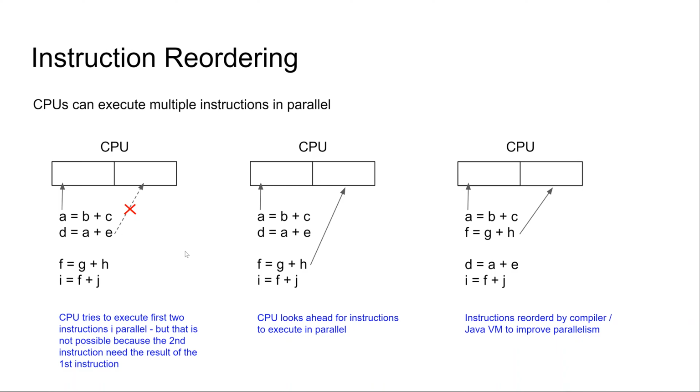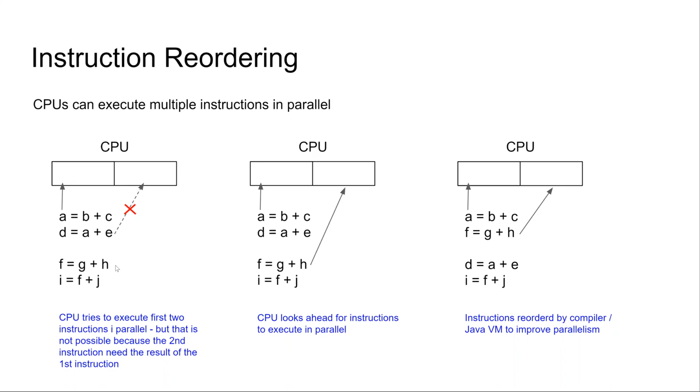CPUs can execute multiple instructions in parallel, provided that these instructions are independent of each other. And if you look at the example here on the left, I have shown you an example where the instructions are not independent from each other. You can see the second instruction uses A, which is the result of the first instruction. So these two instructions cannot be executed in parallel.